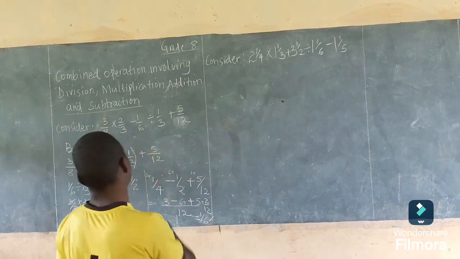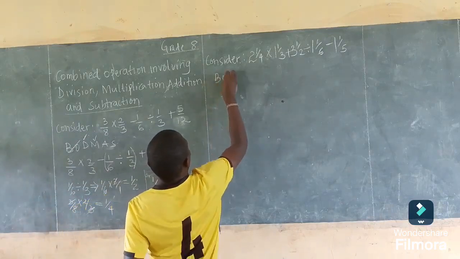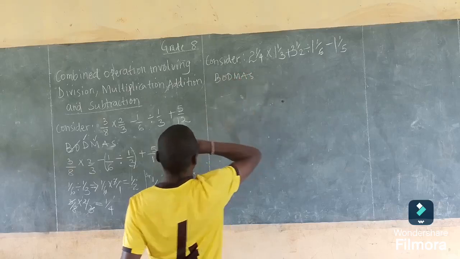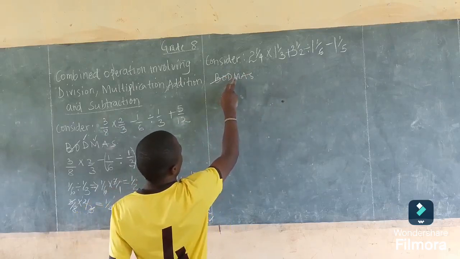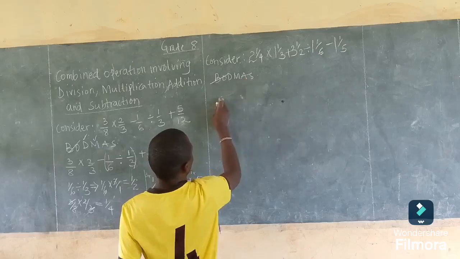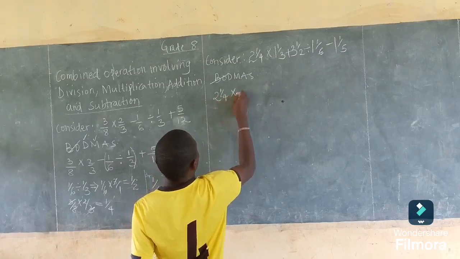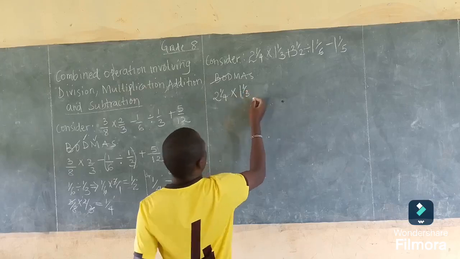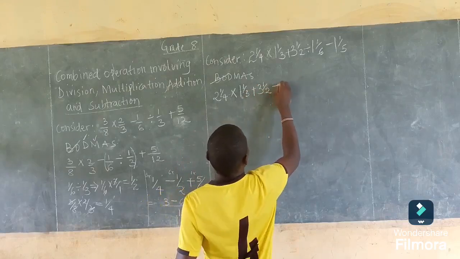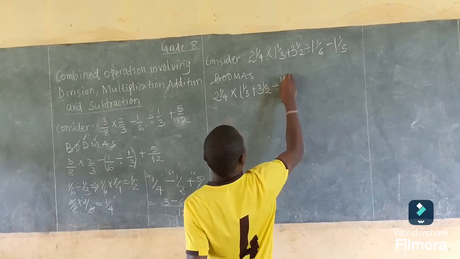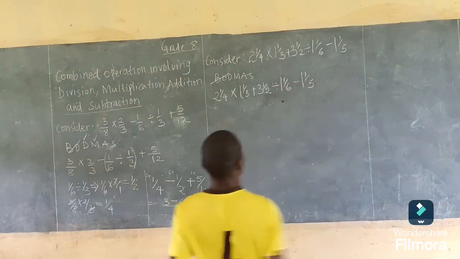So what is that? You write BODMAS here. We are not interested in the brackets. So division, multiplication, addition, subtraction. So we rewrite: 2 and 1 over 4 times 1 and 1 over 3 plus 3 and 1 over 2 divided by 1 and 1 over 6 minus 1 and 1 over 5.